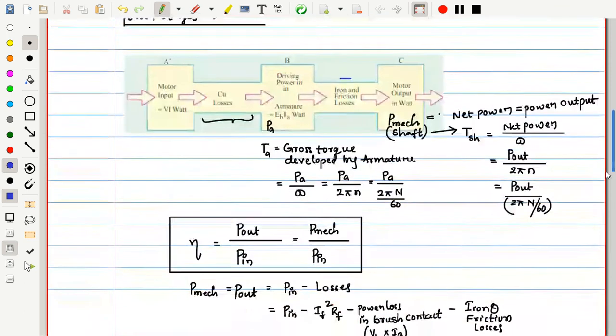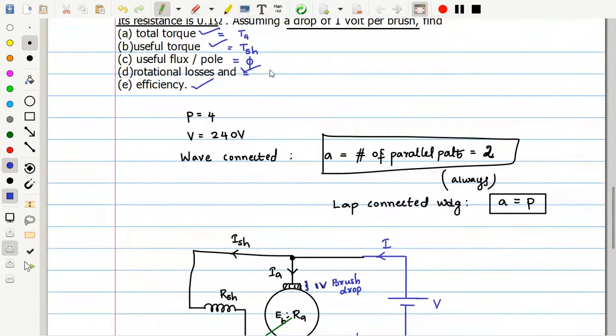So the losses are equal to B minus C. B is the armature power, C is the mechanical output power. The difference between them is the rotational losses. And what is the efficiency? Efficiency is equal to C by A, final output by input, so P out by P in. These we need to calculate.